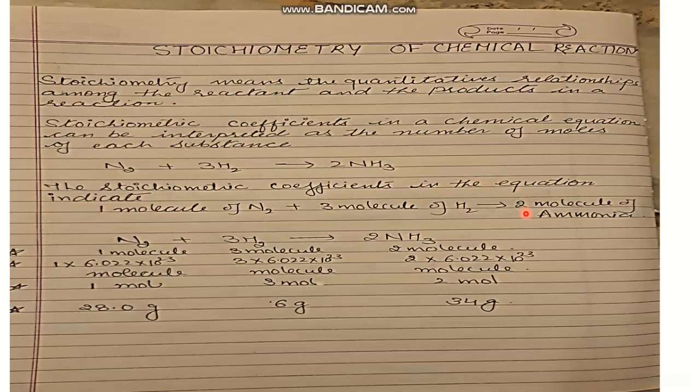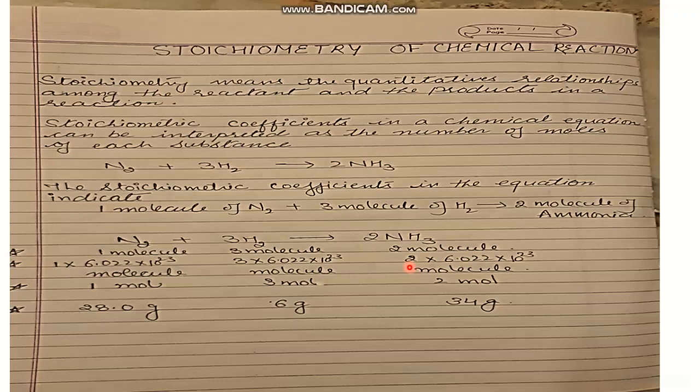This information can be taken in the form of number of molecules as 6.022 into 10 to the power 23 molecules of N2 react with 3 into 6.022 into 10 to the power 23 molecules of H2 to give 2 into 6.022 into 10 to the power 23 molecules of ammonia.